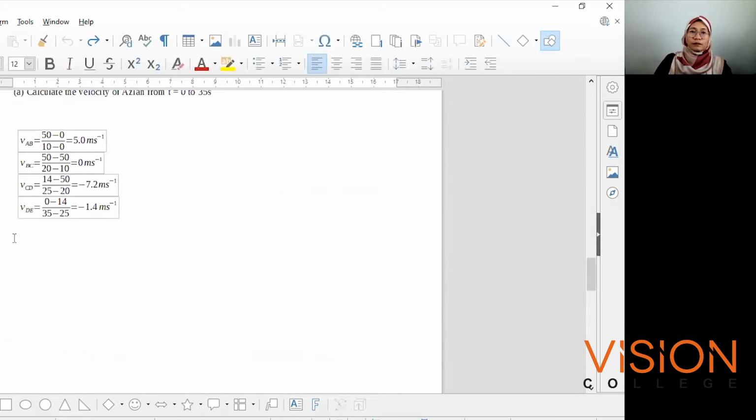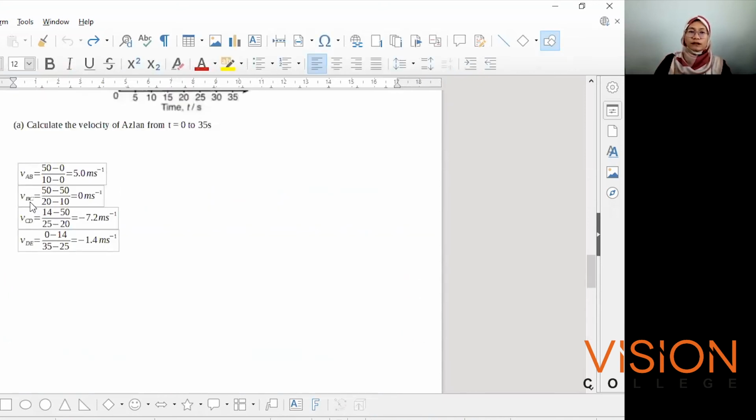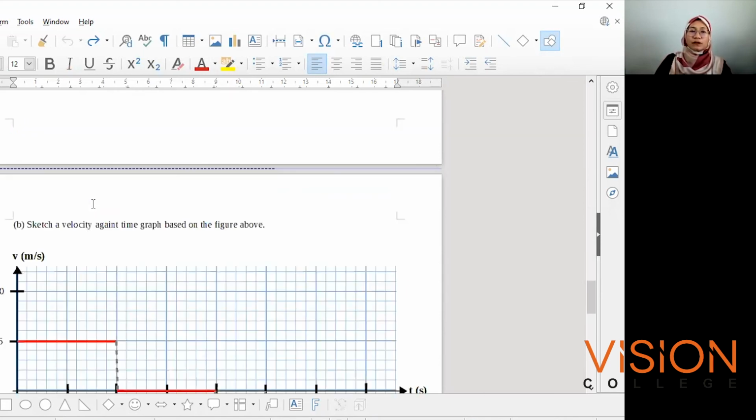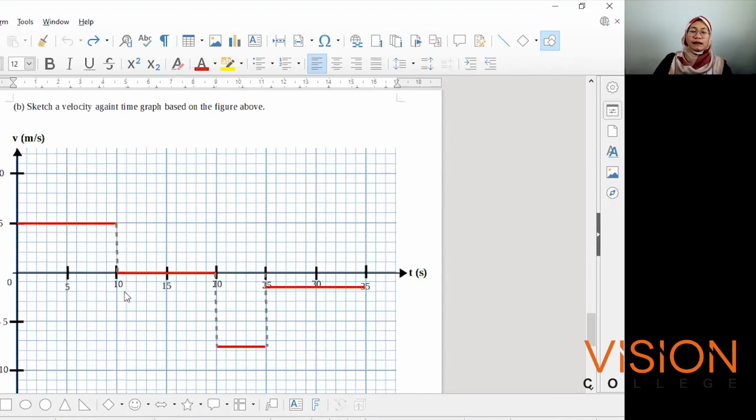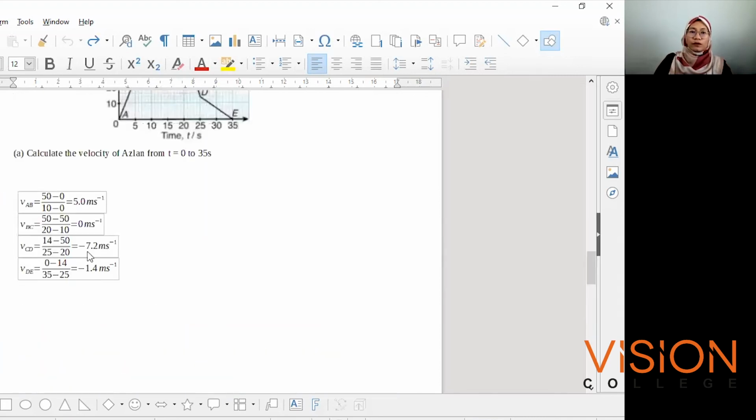Okay? So the same thing applies to the following. From B to C, which is from the 10th second to the 20th second, it is 0 meters per second. So from the 10th second to the 20th second it is 0 here, right? And so on and so forth.